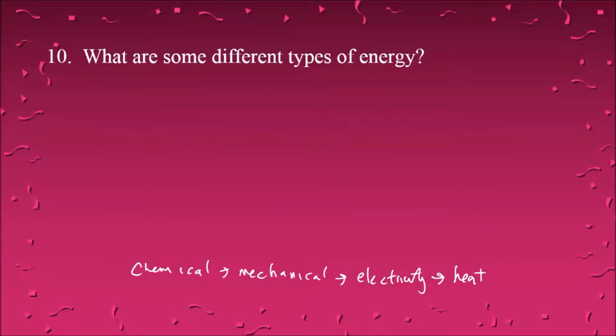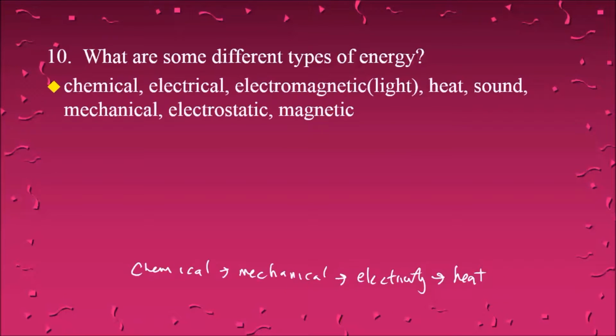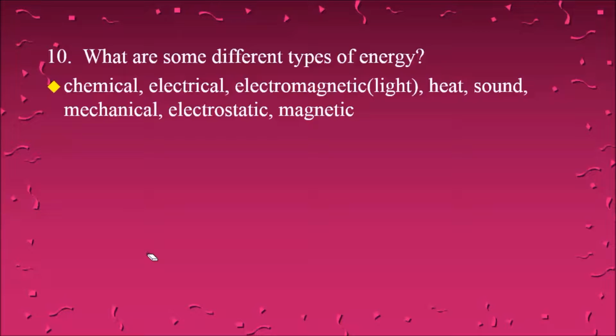So, what are some different types of energy? Copy them down. Chemical, electrical, electromagnetic, light, sound, mechanical, electrostatic, and magnetic. Mechanical may be the only thing that you're not familiar with. Mechanical is just simply what we call the energy of moving things. So this Matthew here moving in and out of the room is demonstrating mechanical energy. Okay, the other forms of energy you should be familiar with.